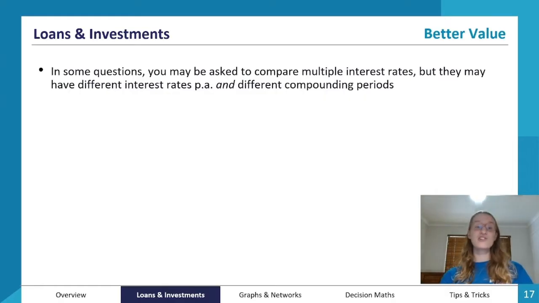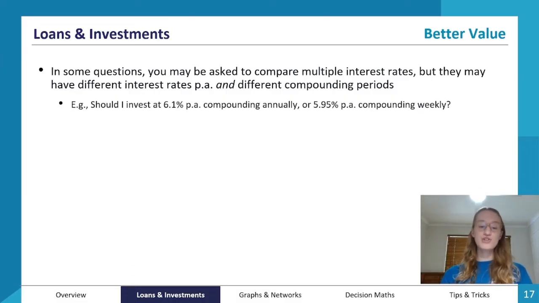So in some questions, you might be asked to compare multiple interest rates, like we've already talked a little bit about. You might be asked, which one's the better value, this one or this one? And I've already mentioned that a higher or lower interest rate or more or fewer compounds per year would be better, and we've talked about what you'd choose depending on whether it's a loan or an investment. But what if we have different interest rates per annum and different compounding periods? Then it's going to be really hard to compare them on equal footing.